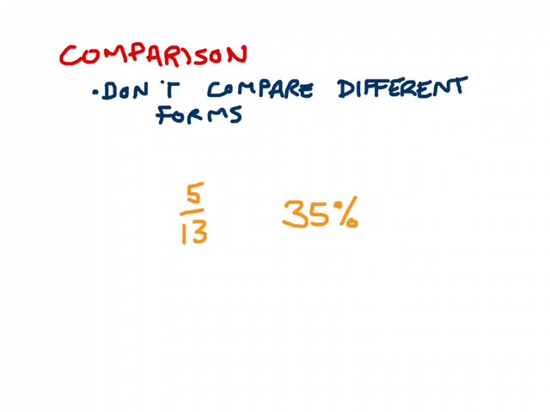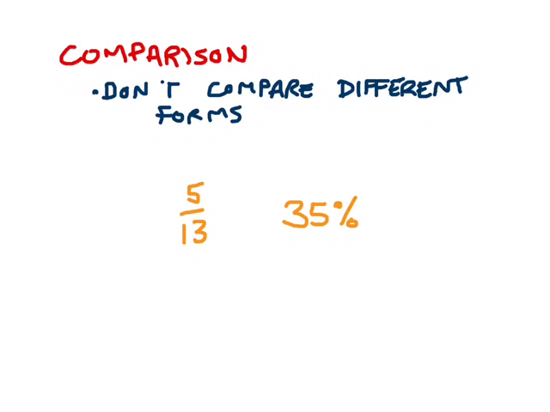So as an example, if I am trying to compare 5/13 to 35% and say, well, which one of these is bigger, which is least, which is greatest, I don't want to just try and do this the way it is. It just doesn't make sense. So I have the choice. I need to either convert them both to decimals, or I maybe want to convert my percentage to a fraction or my fraction to a percentage.